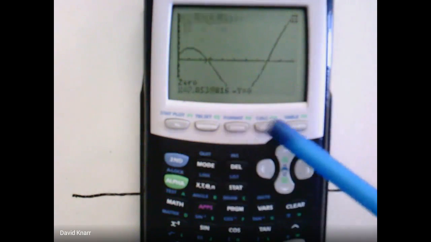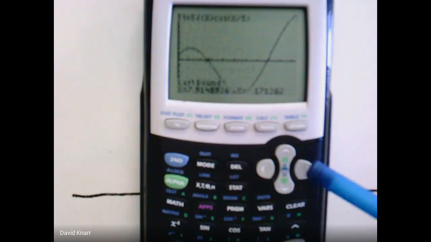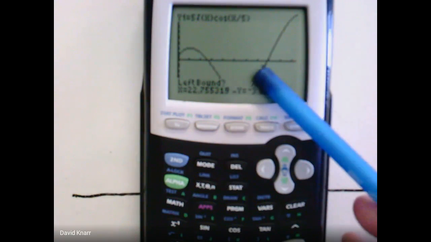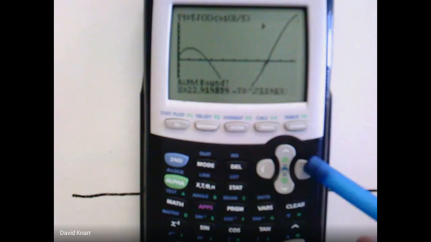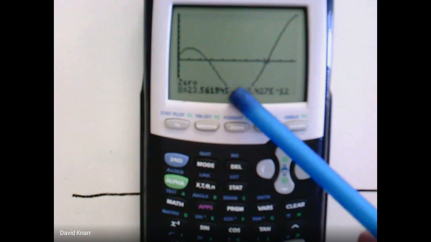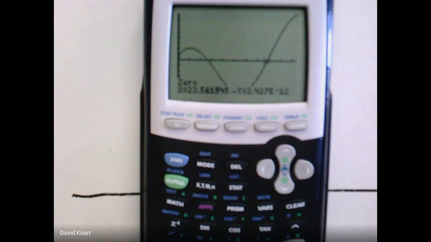Push the second key and then calculate. We're going to calculate another 0, left bound. Go over to the left here. Okay. So let's go over here. All right. Over here to the right. Okay, the 0 on the right. The left of it is over here. And over to the right of it, over here, let's say. The 0 is between these two values. Push enter. And you get our other candidate, which is 23.561945. Okay, those were our two candidates.